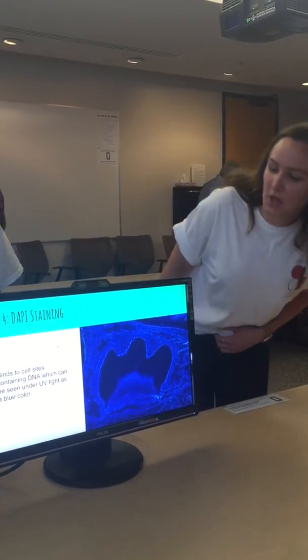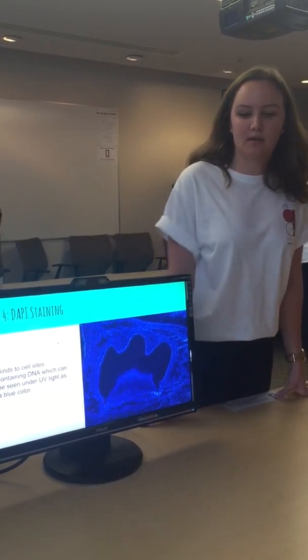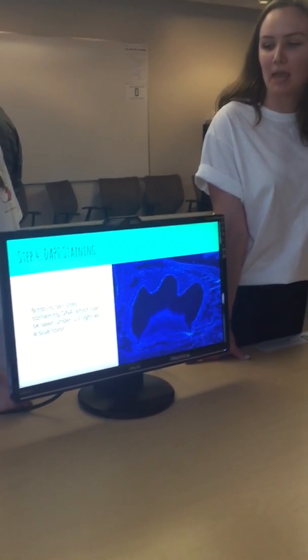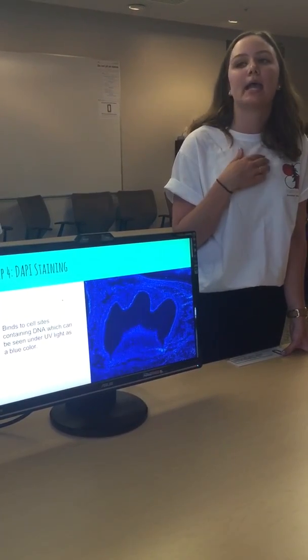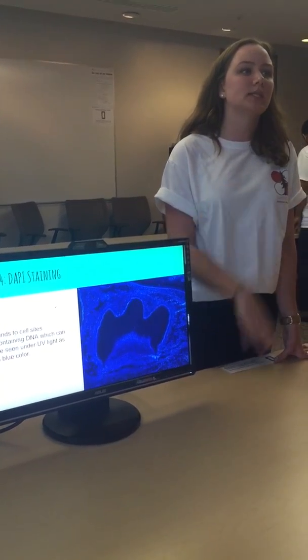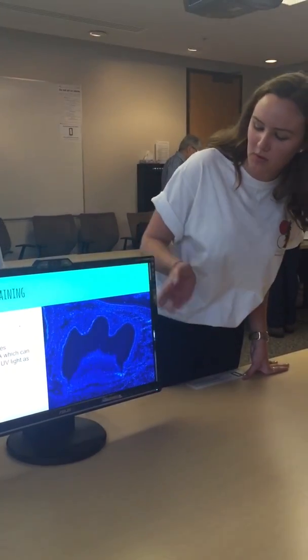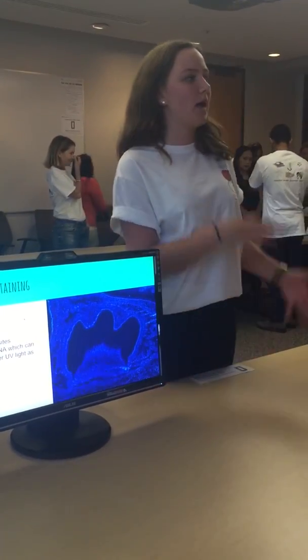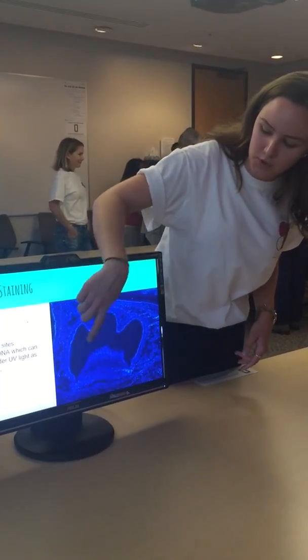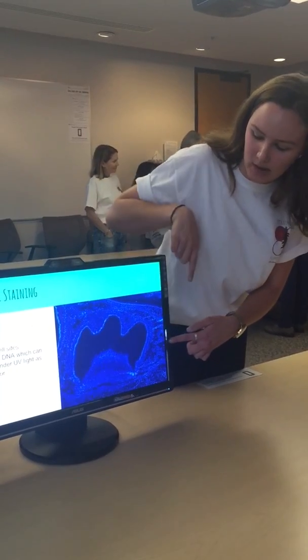Okay, so after this we do a stain. It's called DAPI, and what this does is it stains cell DNA or nuclei, and when you view it under UV light, you can see the cells as this beautiful blue color. The reason we do this is because we want to see the background. So here is the tooth forming, and then these are all the cells around it.